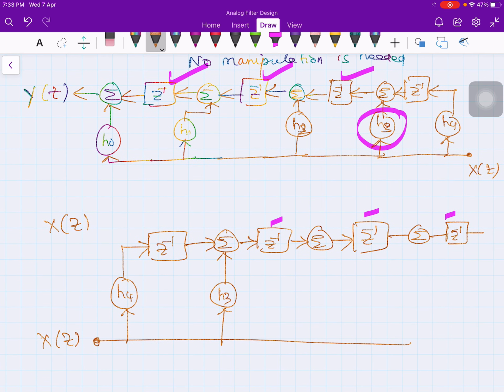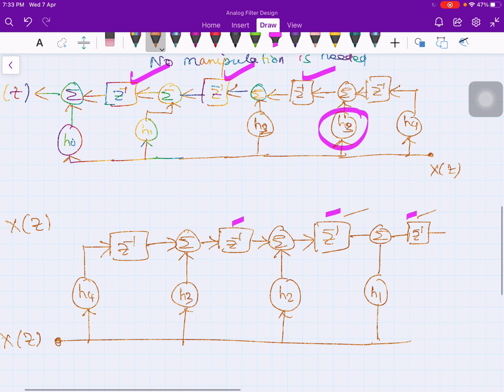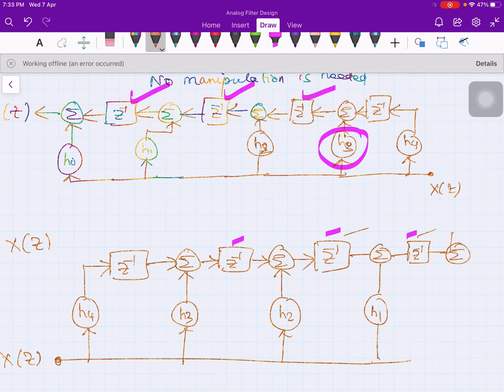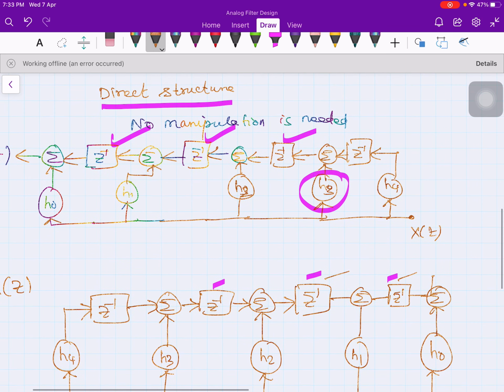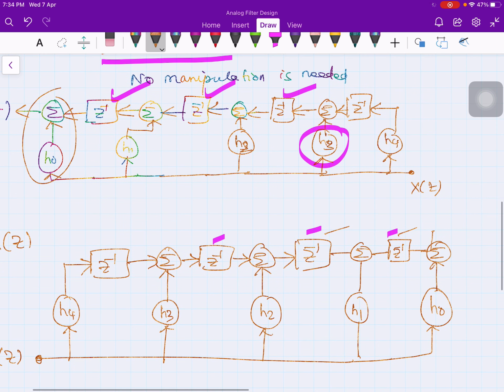And h2 will be multiplied by z to the minus 2, therefore it comes here. So 2 more delays are needed here, 1 and 2, fine. And for this summer I have only one delay, let's say h1, and you put one more summer here, and this is h0. h0 has no delay, and this is your y of z.